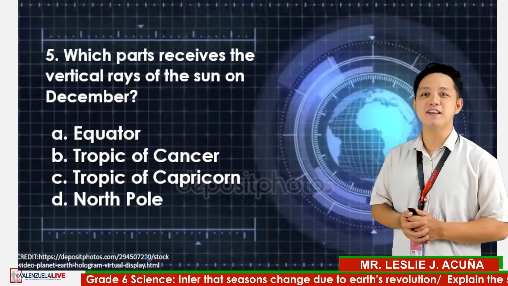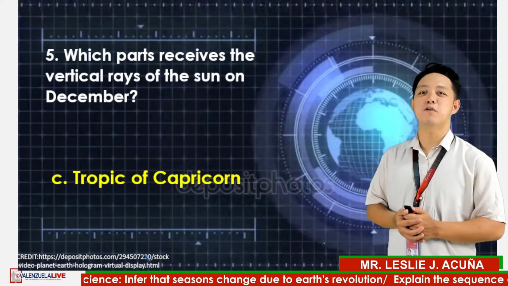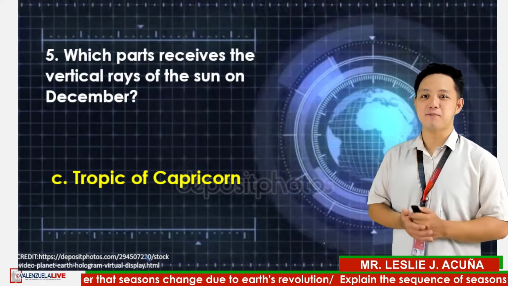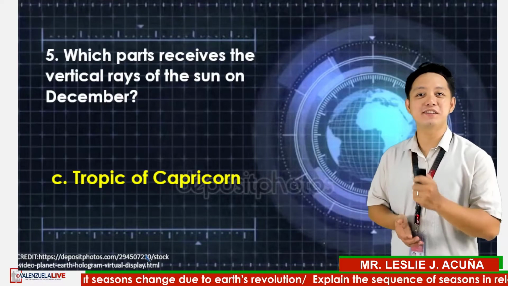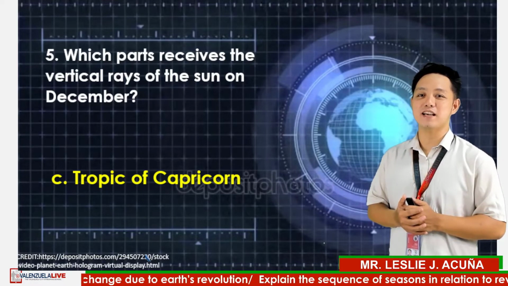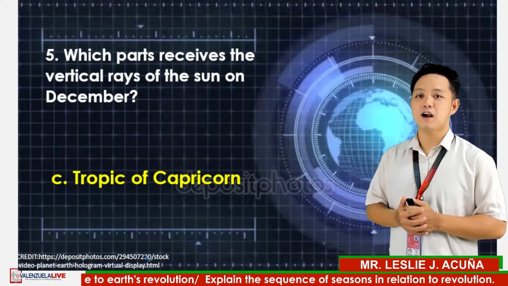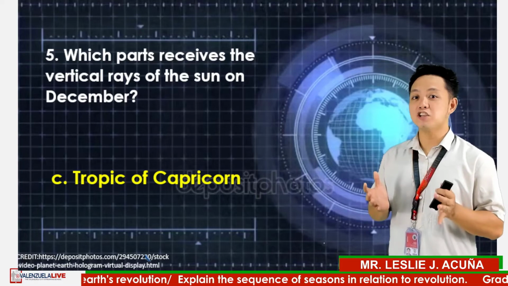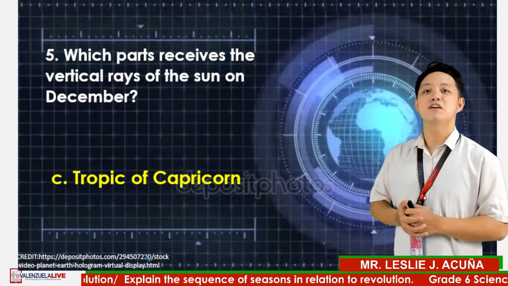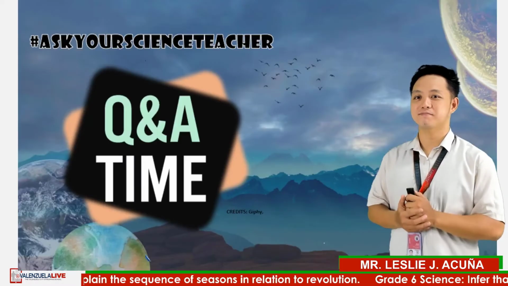The correct answer is, alright, letter C, the Tropic of Capricorn. Very good, grade 6 learners. I know that you really understand our lesson for today about variations of temperature, weather, and seasons caused by the rotation and revolutions of the Earth.